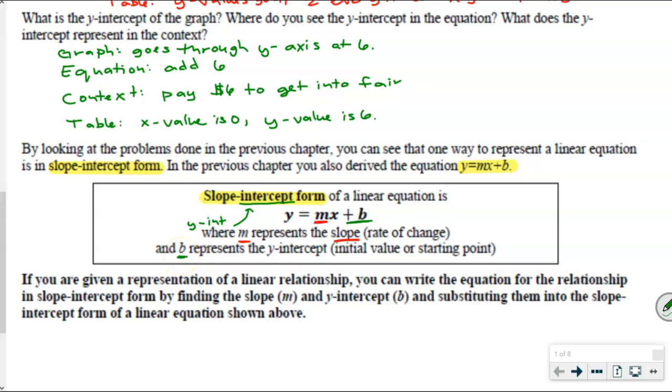B represents the y-intercept. Sometimes it's called the initial value, like the value that we would have to pay just to go into the fair, where we're starting out. So if we are given a representation of a linear relationship, you can write it in slope-intercept form. Just know the slope, know the intercept, and substitute those values in.